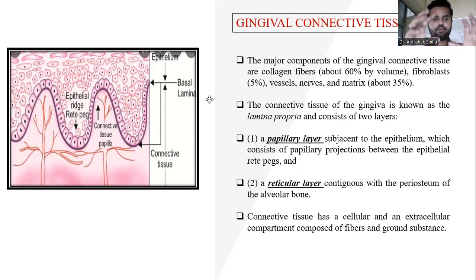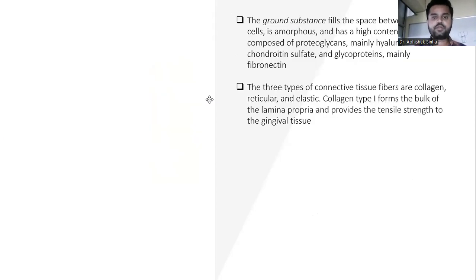So again, you have epithelium, you have connective tissue, and then after that you have alveolar bone. So this papillary layer of the connective tissue is facing towards the epithelium, while your reticular layer is facing more towards the bone. Connective tissue has both cellular and extracellular compartments composed of fibers and ground substance. Ground substance fills the space between the fibers. Fibers are like threads, so between these threads you have certain spaces which are filled by the ground substance. It is amorphous and has a high content of water. It is composed of proteoglycans, hyaluronic acid, and chondroitin sulfate.